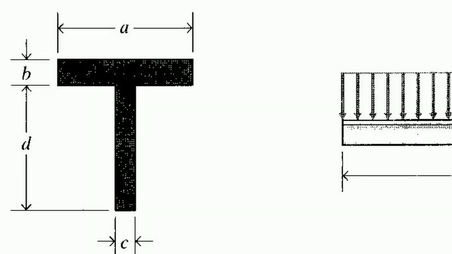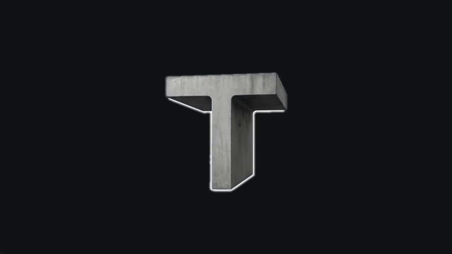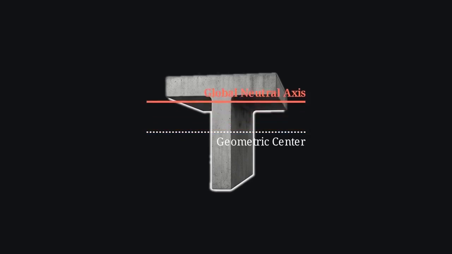Many structural components are not perfectly symmetrical. This T-beam, for instance, features a heavy top flange and a narrow vertical web. Unlike an I-beam, its cross-section is visually and mechanically unbalanced. To maintain physical equilibrium in this shape, the global neutral axis cannot stay in the geometric center. It shifts upward, anchoring itself closer to the center of mass of that heavy top flange.